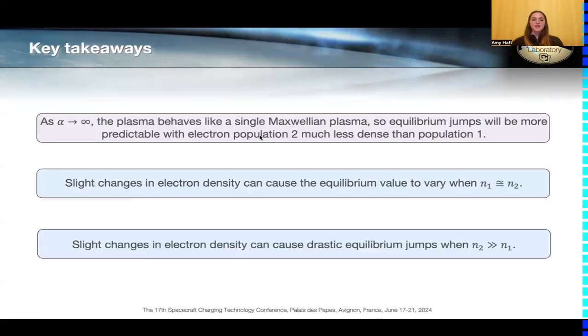So the key takeaways here are as follows. First, as alpha becomes increasingly large, the plasma behaves like a single Maxwellian plasma, so the equilibrium jumps will be more predictable than when the density of population 2 electrons is significantly less than that for population 1. Even when N1 is close to N2, slight changes in electron density can cause the target potential to jump. When N2 is much larger than N1, the target potential can jump dramatically between equilibria.